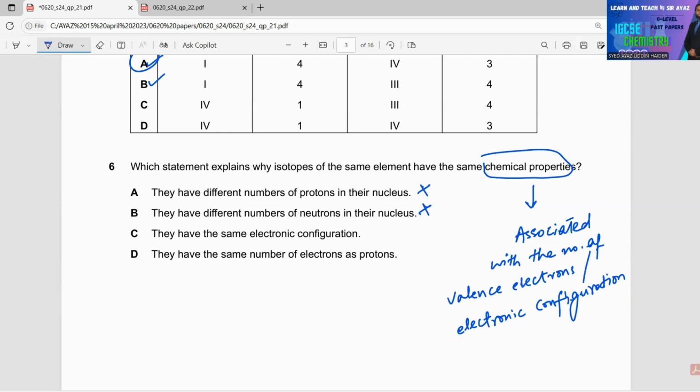They have the same electronic configuration. This must be the right statement. For your convenience, I'm reading the last statement. They have the same number of electrons as protons. This is not the reason for the atoms having the same chemical properties. They have the same electronic configuration. So C must be the right answer in this case.